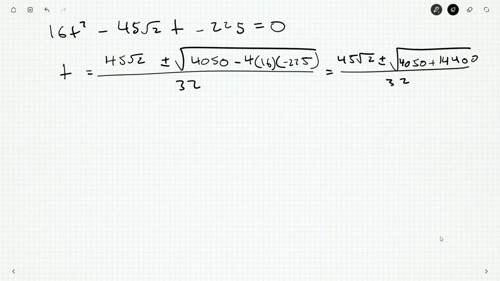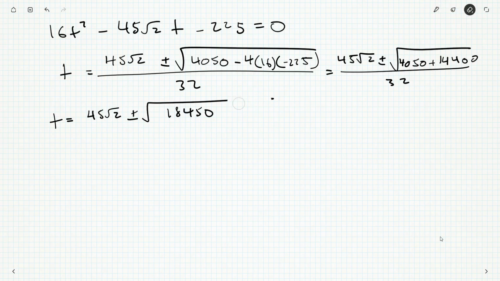So we'll add on the 4050. And it doesn't look like they are going to play nice. 18450. That isn't a square. But what can I do about it? See, if I divide by 2, is it a square? No. 18450 divide by 2. I can divide by 25.